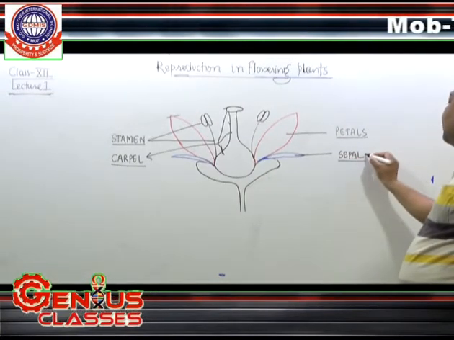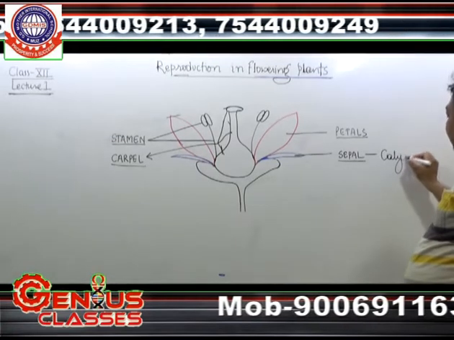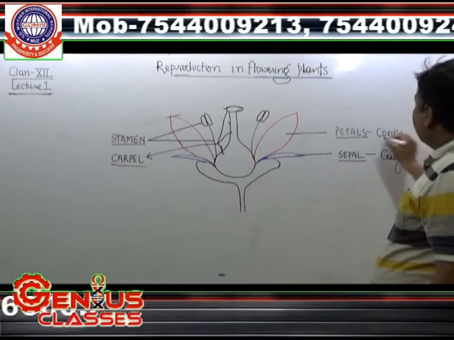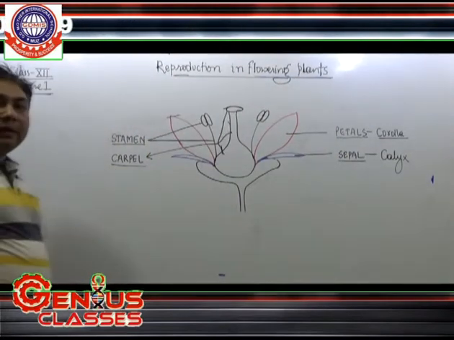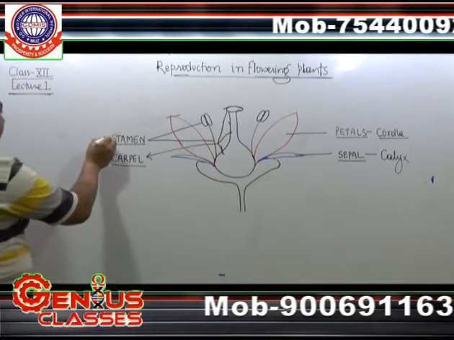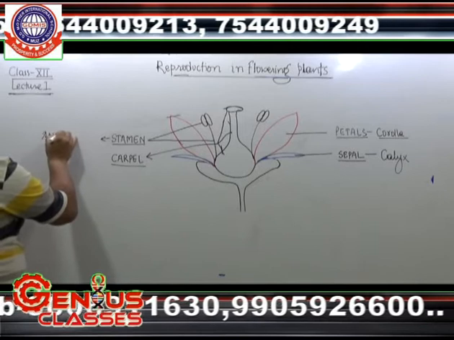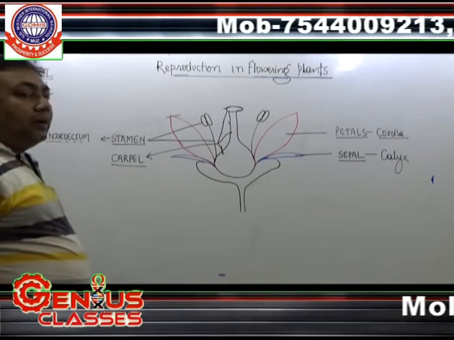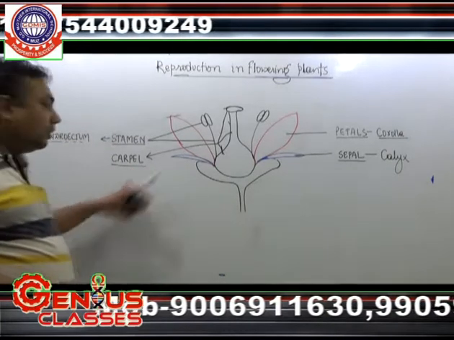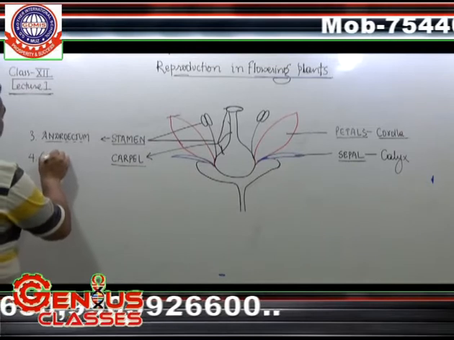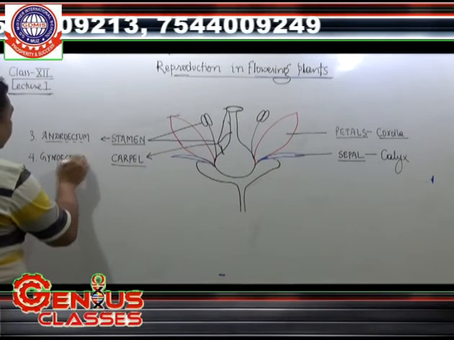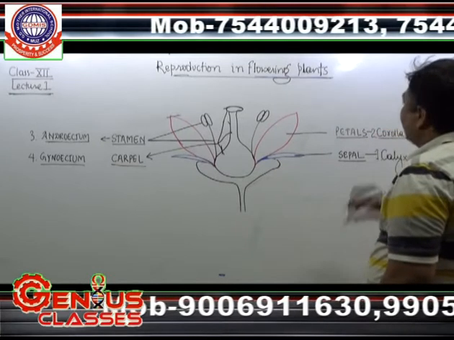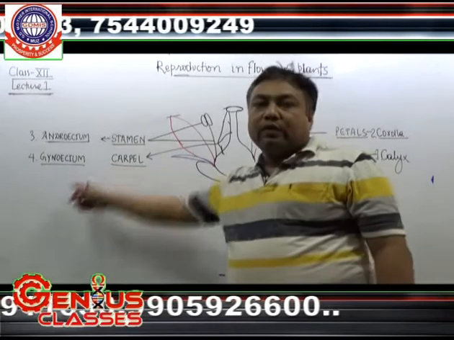So the first whorl is made up of sepals and known as calyx. The second whorl is made up of petals and known as corolla. And the third whorl is made up of stamens and forms the male whorl known as androecium. And the fourth whorl made up of carpels forms the female whorl and is known as gynoecium. Number 1, calyx. Number 2, corolla. Number 3, androecium. Number 4, gynoecium.